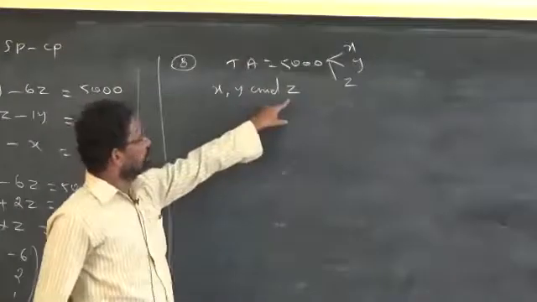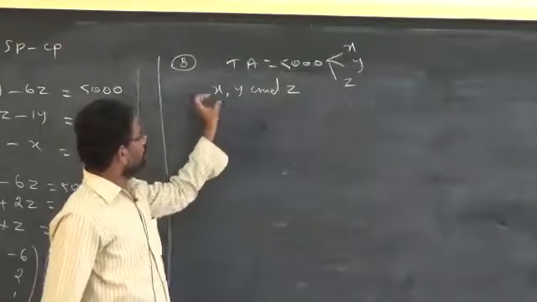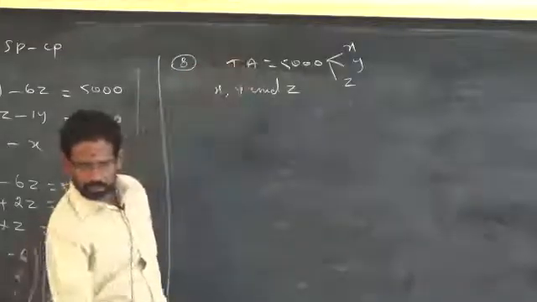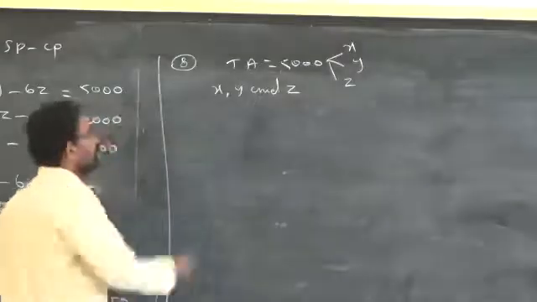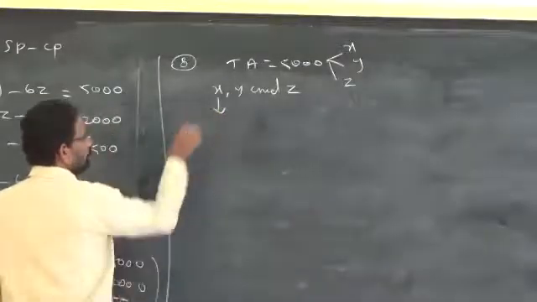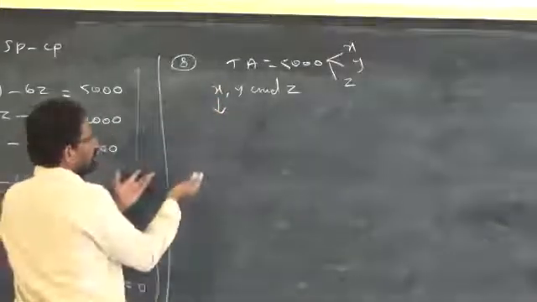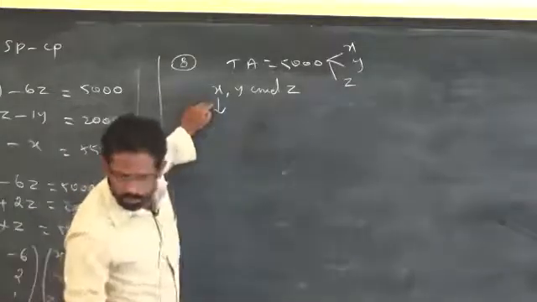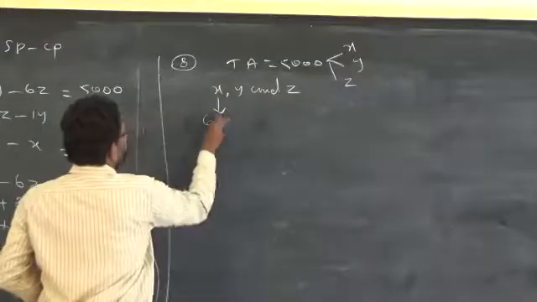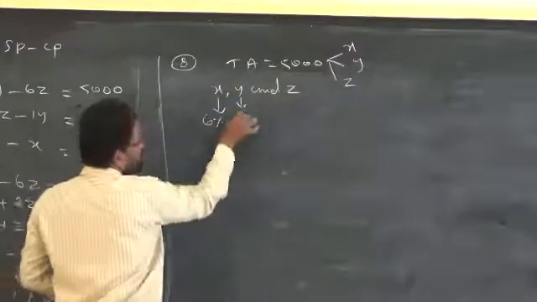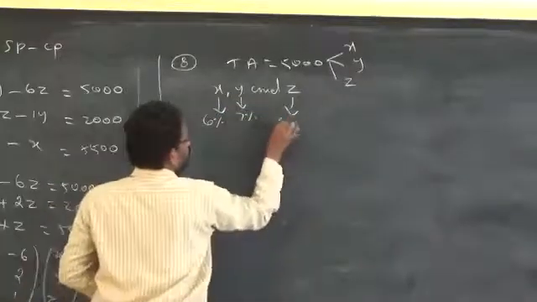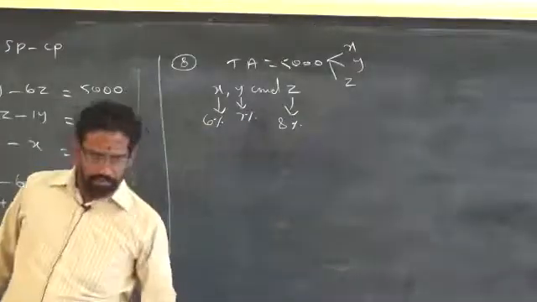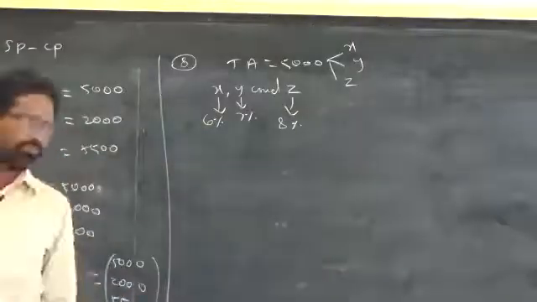X, Y and Z. The rates of interest given for X, Y and Z are 6%, 7% and 8%. The first amount, which I do not know, I call X. The first amount carries rate of interest 6%, the second 7%, the third 8%. So it is given income. Income means nothing but interest.